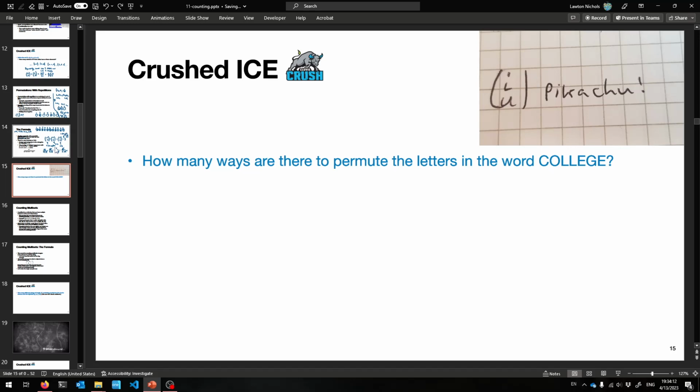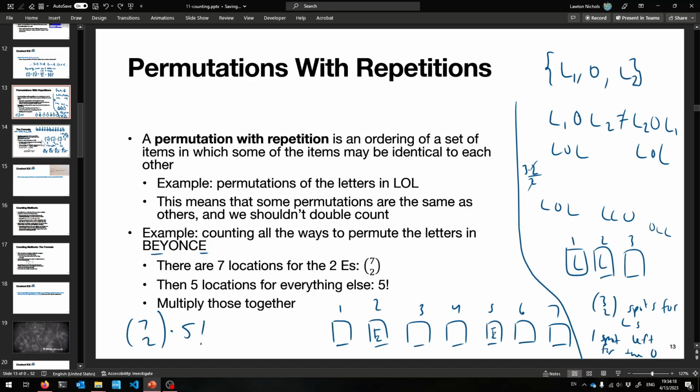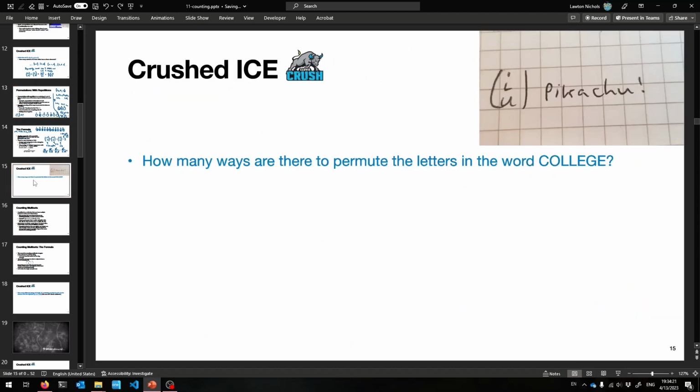Permute all the letters in the word college, and then here's this slide that you can stare at for a second to figure out how to do it. Maybe you want this one too. I don't know. All right. So first of all, how many characters are there? There are apparently 7 characters in this string, 7 slots to fill.